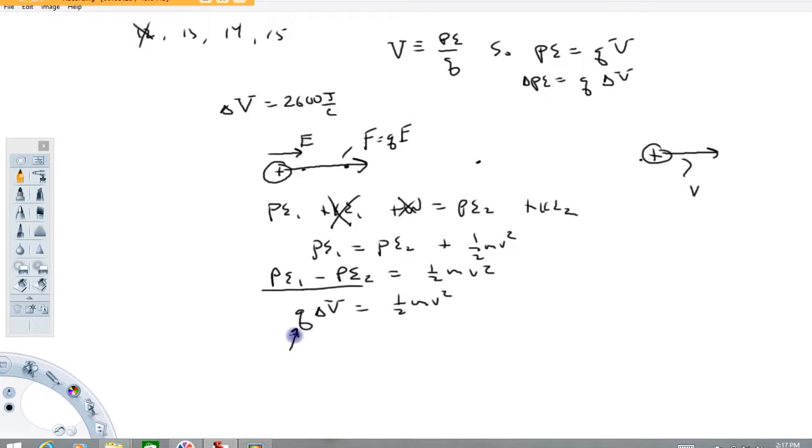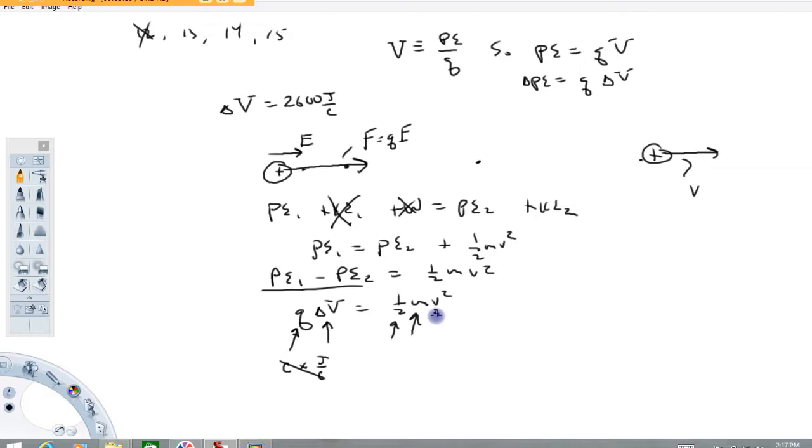This is the charge of a proton, 1.6 times 10 to the minus 19th coulombs. This number is the 2600 joule per coulomb. Notice if you take coulombs and you multiply by a number with units of joules per coulomb, you get joules. This is the difference in potential energy. And then this is just a 1/2. This is the mass of a proton. Look that up, and you can solve that equation for v, for the speed.